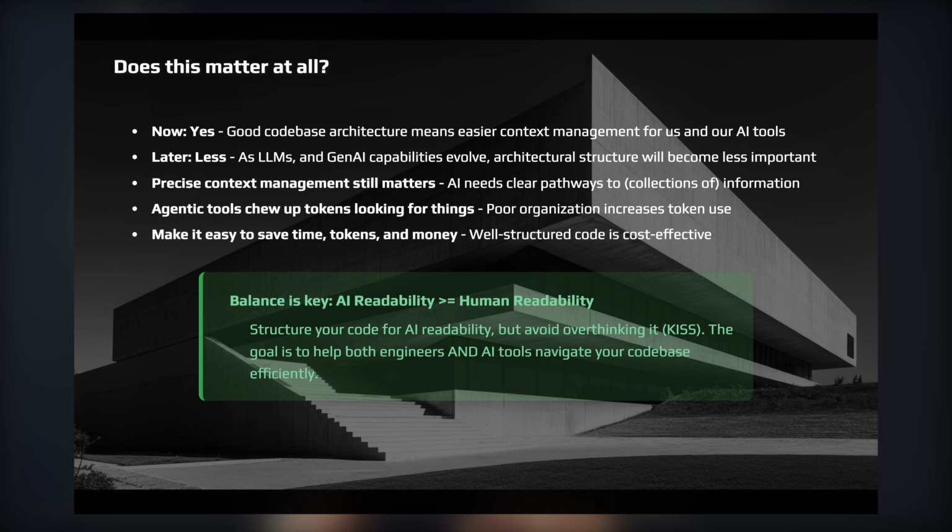AI will be writing most code moving forward. Our AI tools, AI coding assistants, agentic coding tools, they'll be writing most of the code. That means we need to start thinking about our code bases from their perspective. How can we best organize things to be simple to manage context, but also to hand off the entire process to our AI tooling? This is why AI readability is now greater than or equal to human readability. The goal here is to help both engineers and your AI tools navigate your code bases efficiently and effectively.